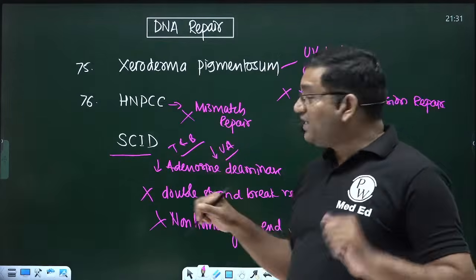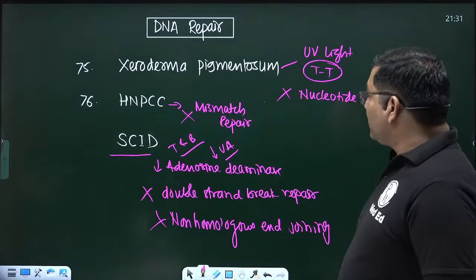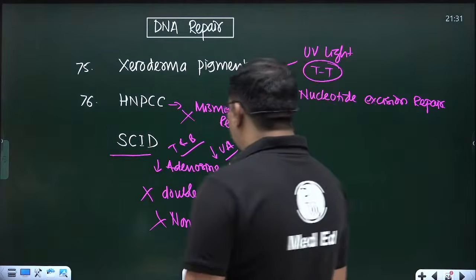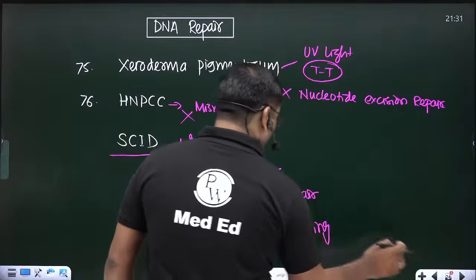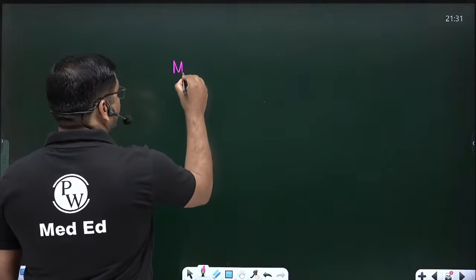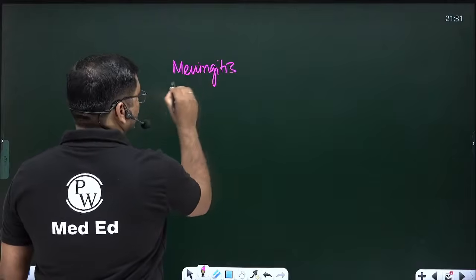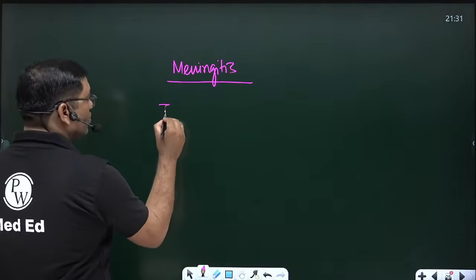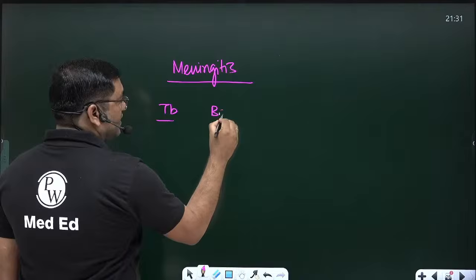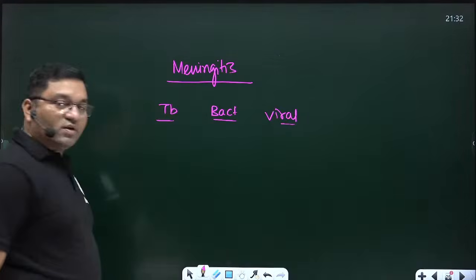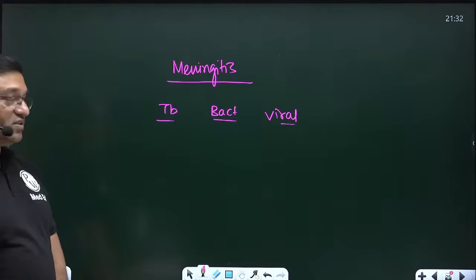Apart from this, meningitis is important. Meningitis, CSF picture and meningitis is important. So remember this, number 77, meningitis, inflammation of the meninges. In meningitis, mainly tubercular meningitis, bacterial meningitis or viral meningitis is important.